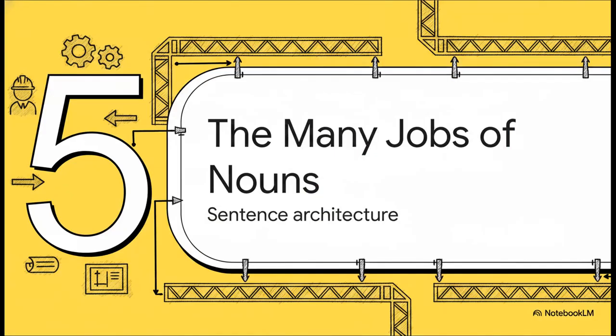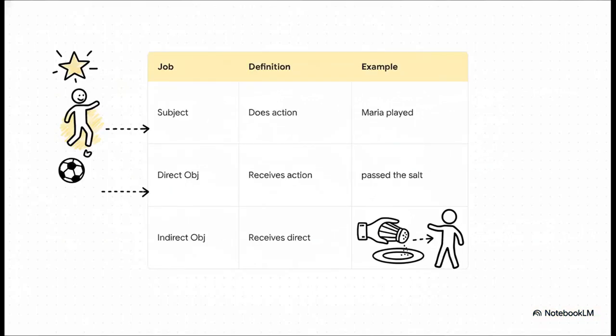Section 5. The many jobs of nouns. Sentence architecture. We are finally shifting from what nouns are to the vital jobs they do to build sentence architecture. Because a noun's true power comes from how it behaves in a sentence. The crucial point is how different nouns function as subjects and objects in the exact same scenario.